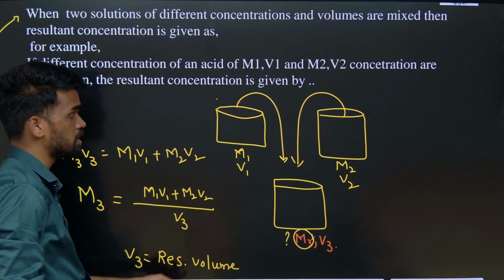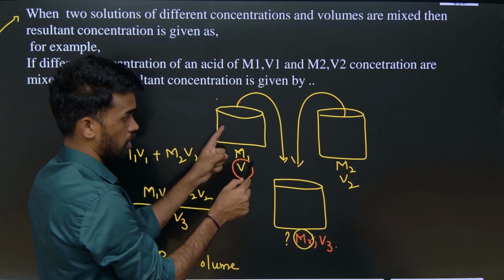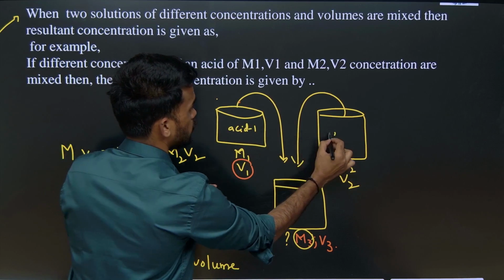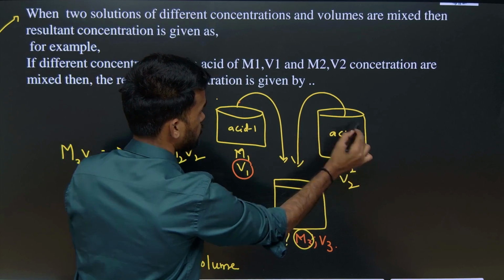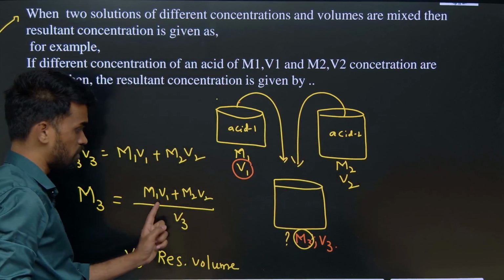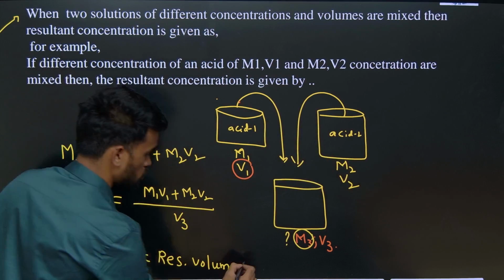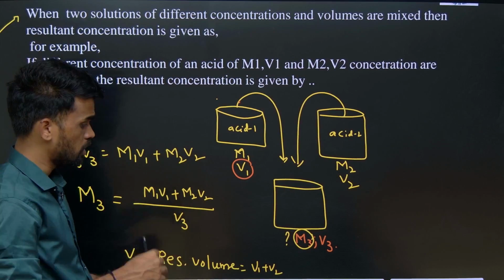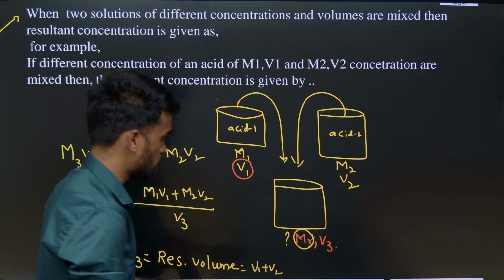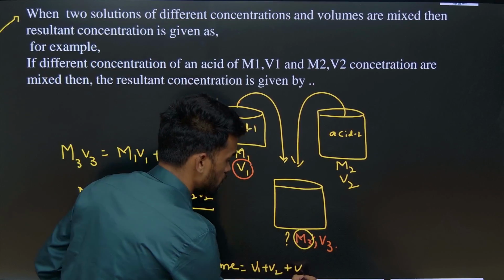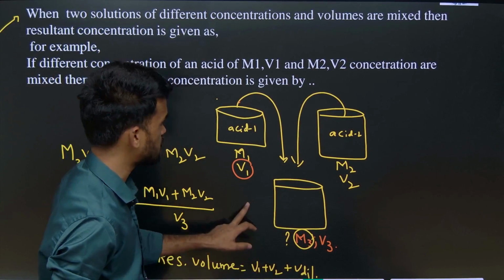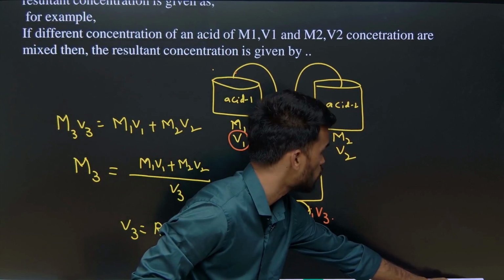How are we getting this? We are adding V1 amount of acid 1 and V2 amount of the second acid, right? So you just add V1 plus V2, which equals V3. If you dilute the solution by adding some water, you can also add that V dilution here. Okay, so let us see one question based on this that will give us more clarity.